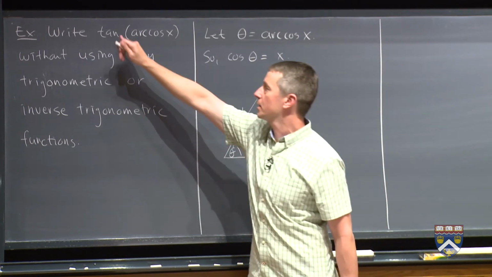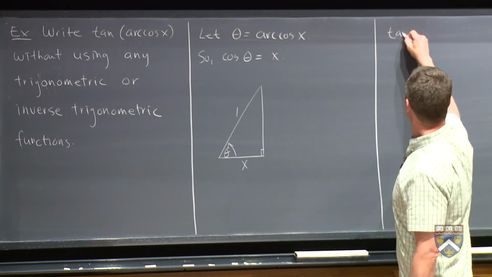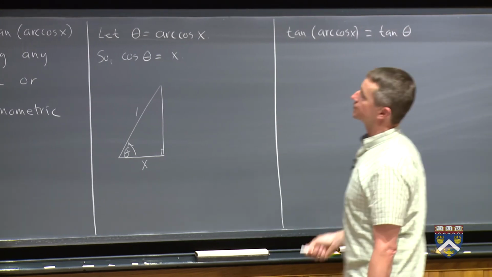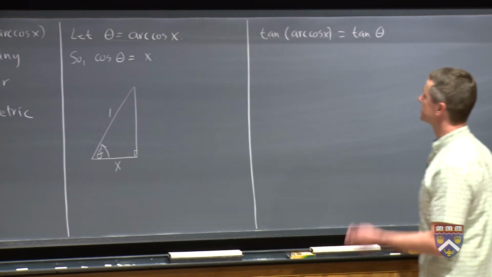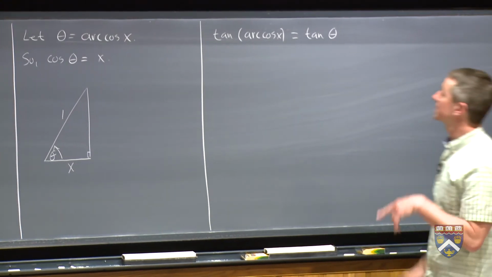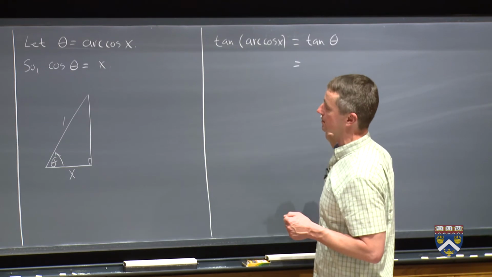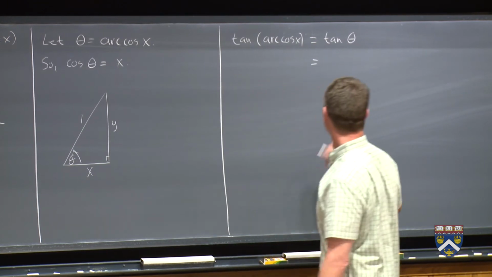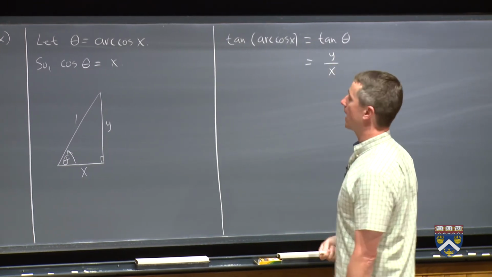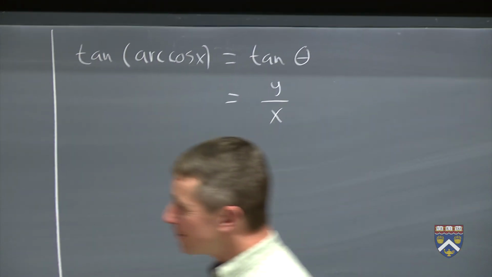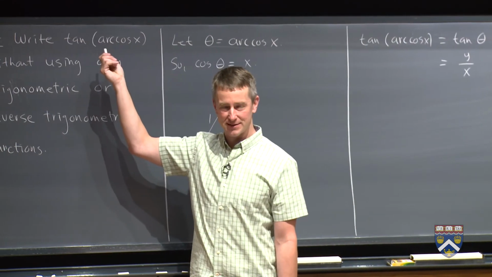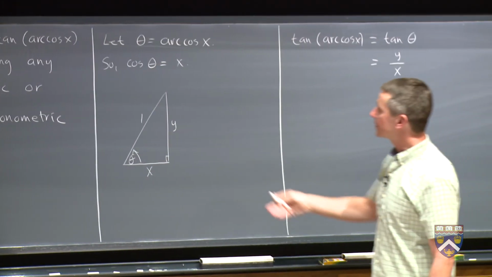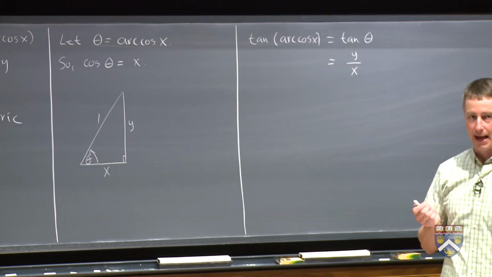What do we ultimately want? We want tangent of arc cosine of x. I've decided to rename arc cosine theta, remember, so I'm just trying to figure out what tangent of theta is. And as we just discussed, tangent of theta is opposite over adjacent. So the opposite side, I don't know what it is. I'm going to call it y. The adjacent side is x. So this is y over x. But my original expression didn't have any y's in it, right? It just had the letter x. Therefore, my answer should not have any y's in it either. It should also just have x's in it. So can we figure out what this y is in terms of x?